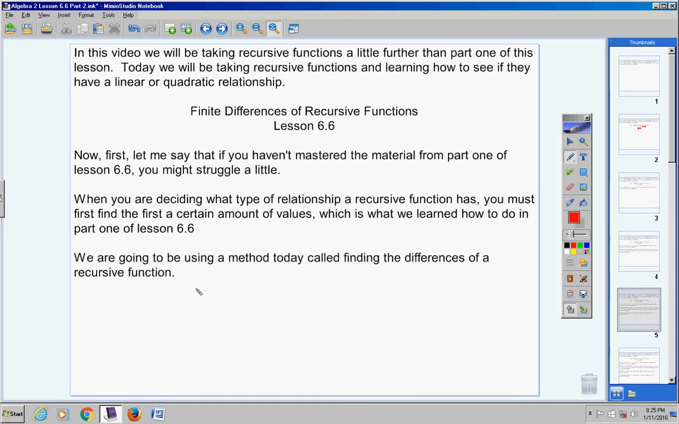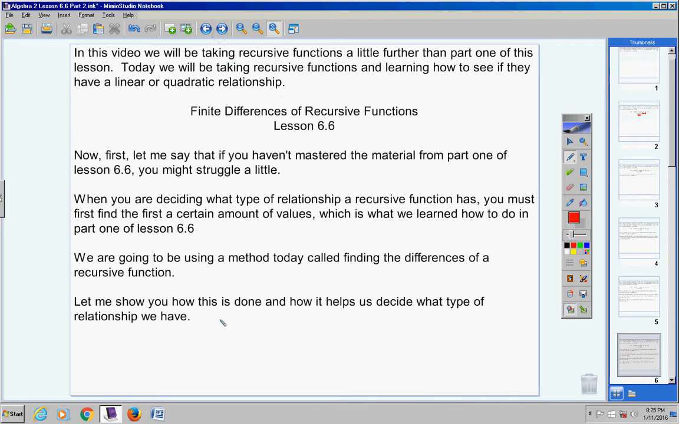We are going to use a method today called finding the differences of a recursive function, okay? That's what we're going to do today, and I mentioned that earlier. Let me show you how this is done, okay? And how it helps us decide what type of relationship we have, okay? Let's jump right into this. Here we go.